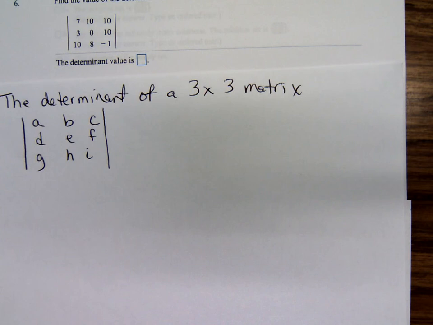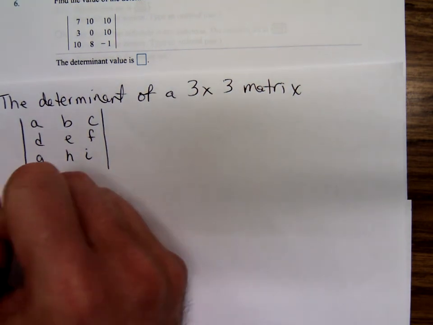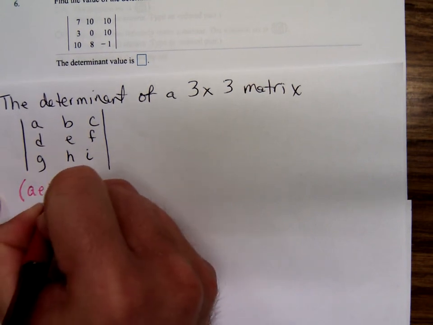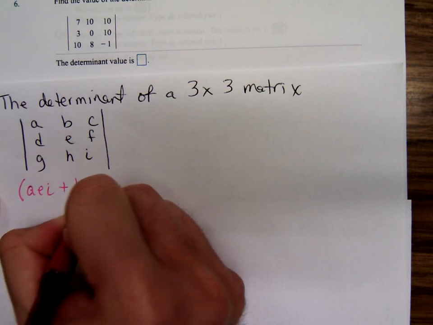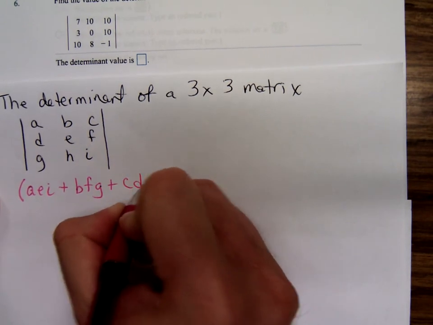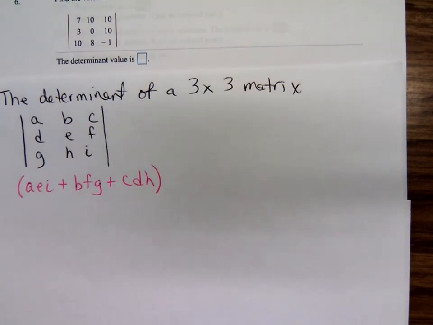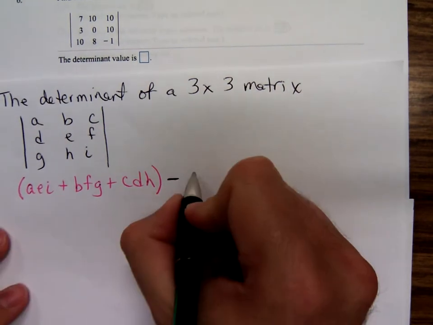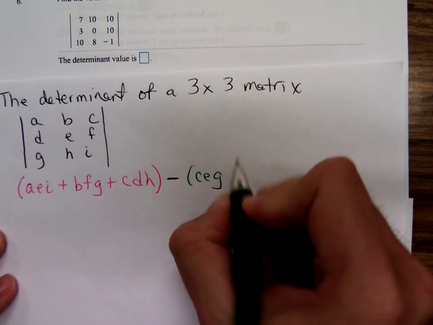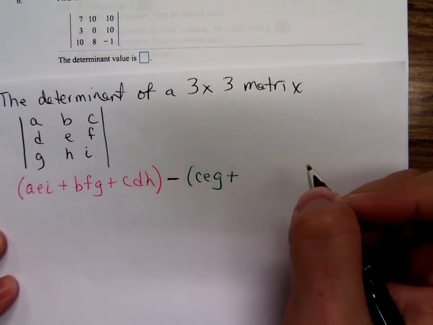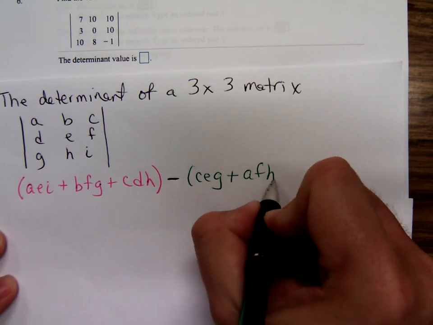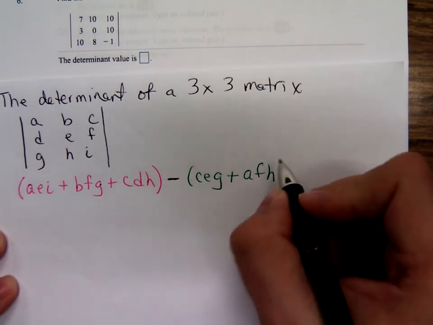And let's see. Here it is. It's AEI plus BFG plus CDH minus CEG plus AFH plus BDI.